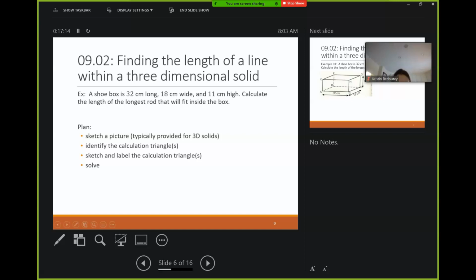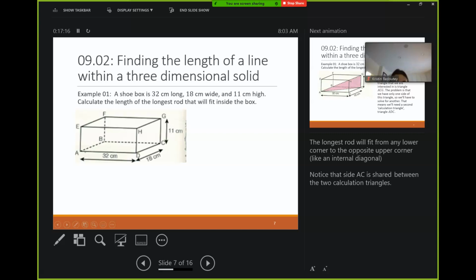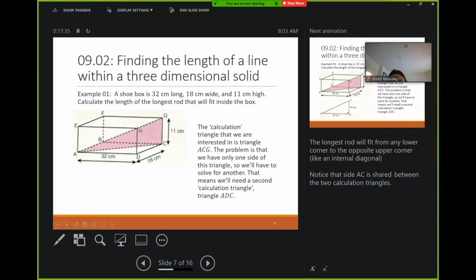Good. So let's go ahead and draw our picture. So here's a picture of my box. And then the calculation triangle I need is going to involve a piece going from F to D, or from G to A, or from E to C, something like that, right? So this is the calculation triangle that I drew. So I used AG.